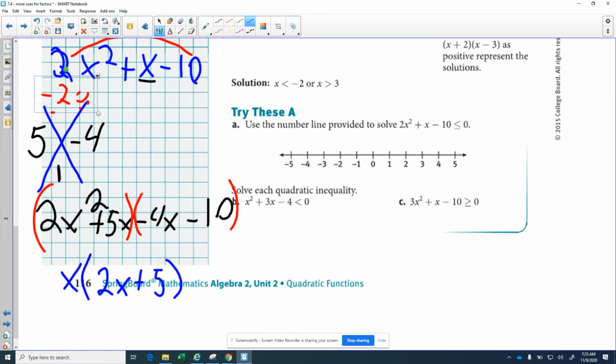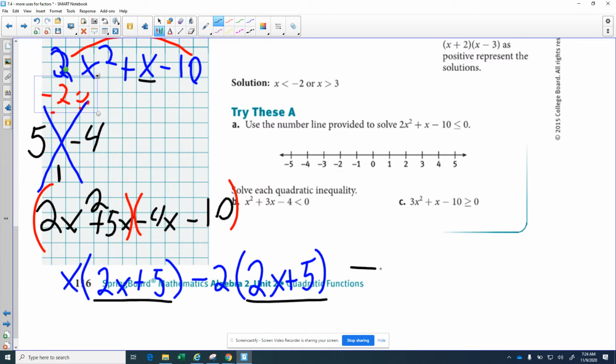Negative 4x minus 10, I can take out a negative 2. And when I do that, I'm left with a 2x plus 5. Notice how the two values match. Because of that, that's going to give me the answer, x minus 2 and 2x plus 5.